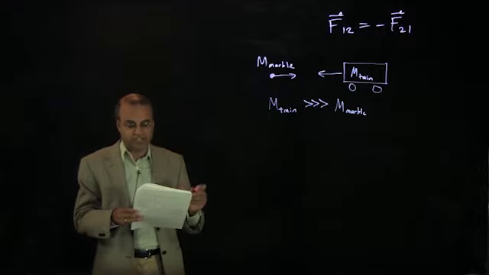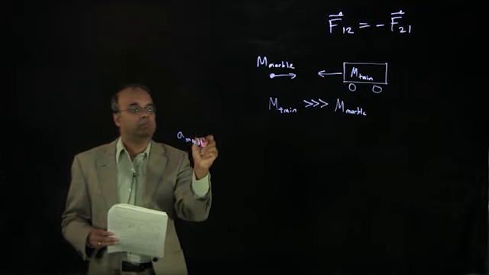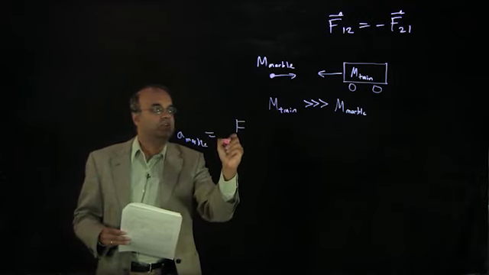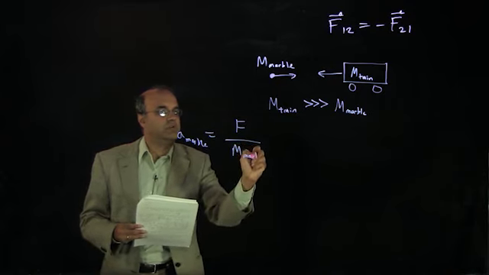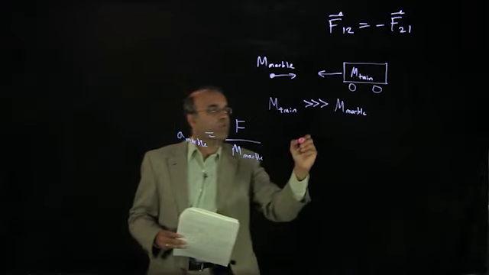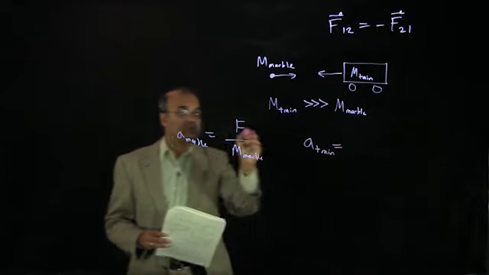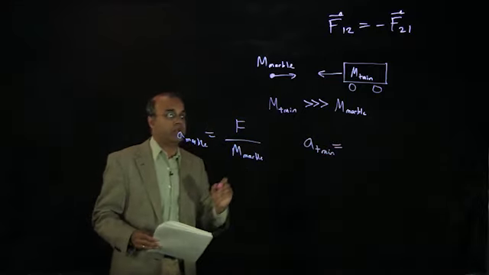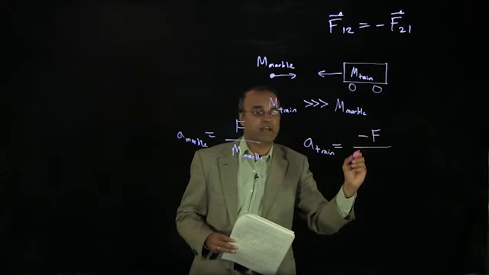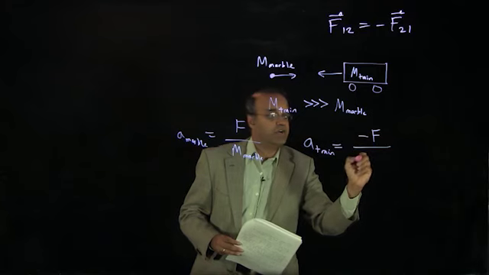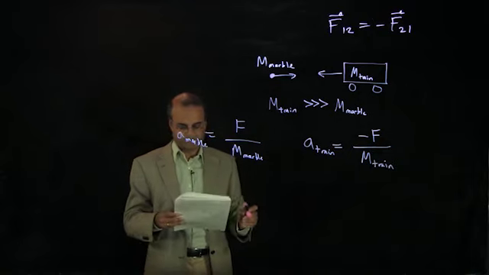So if I write that in terms of the acceleration of the marble, a marble, is equal to the force divided by the mass of the marble, whereas the acceleration of the train is equal to, since I wrote F for the force acting on the marble, I'm going to write minus F for the force acting on the train. So that's minus F divided by the mass of the train.